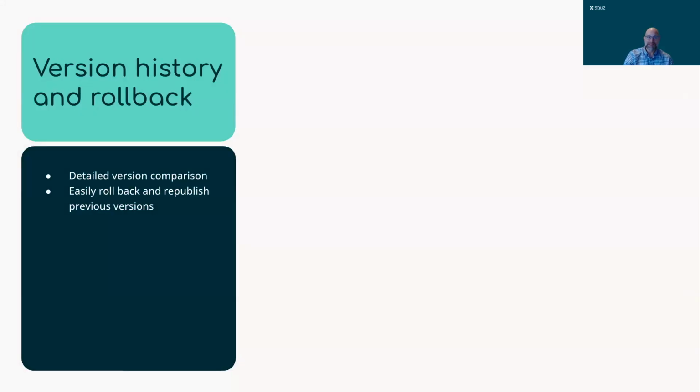The roadmap for enhancements keeps on going with version history and rollback, so our editors will be able to see exactly what has changed between different versions of the page. And if anything goes wrong, they're able to just roll back, republish, quickly reverting to the version that they want to see.